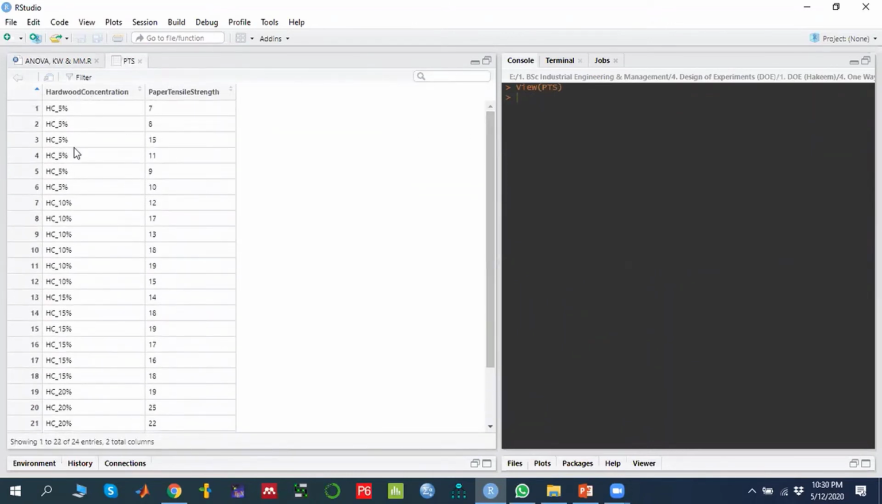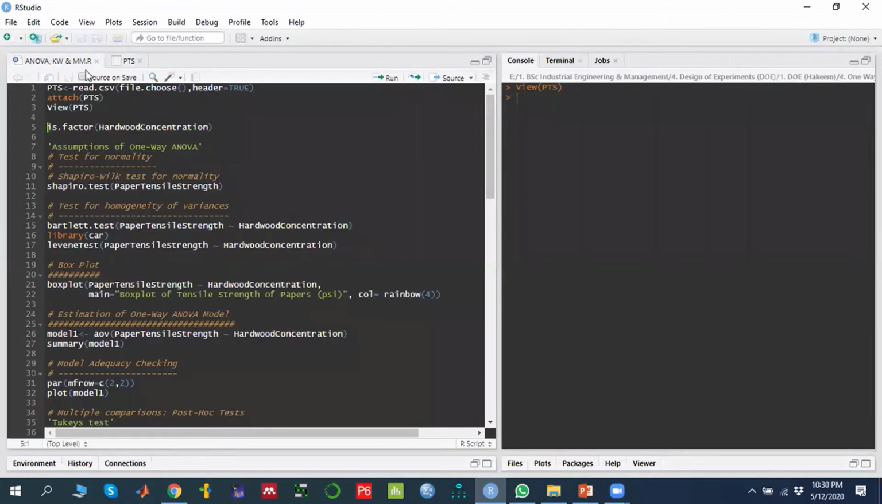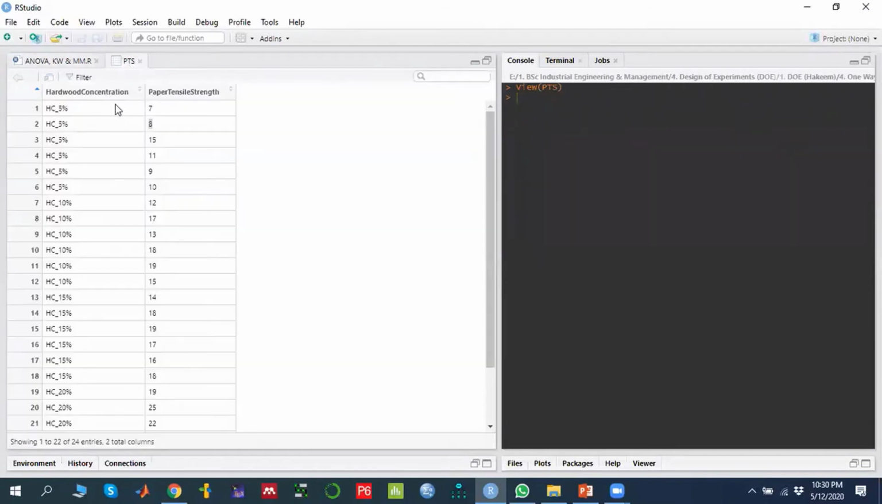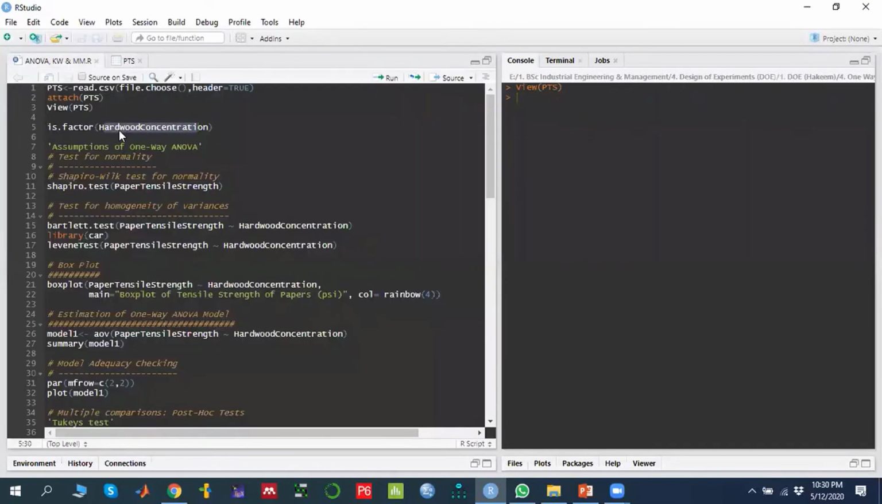So the first variable is basically the factor variable, or you can say the factor, having different levels. We have 5% concentration, 10% concentration, 15%, 20%, and against that we have written the paper tensile strength. So the first thing I'm going to write, I just want to check the hardwood concentration, whether this variable is a factor, because we are taking it as a factor.